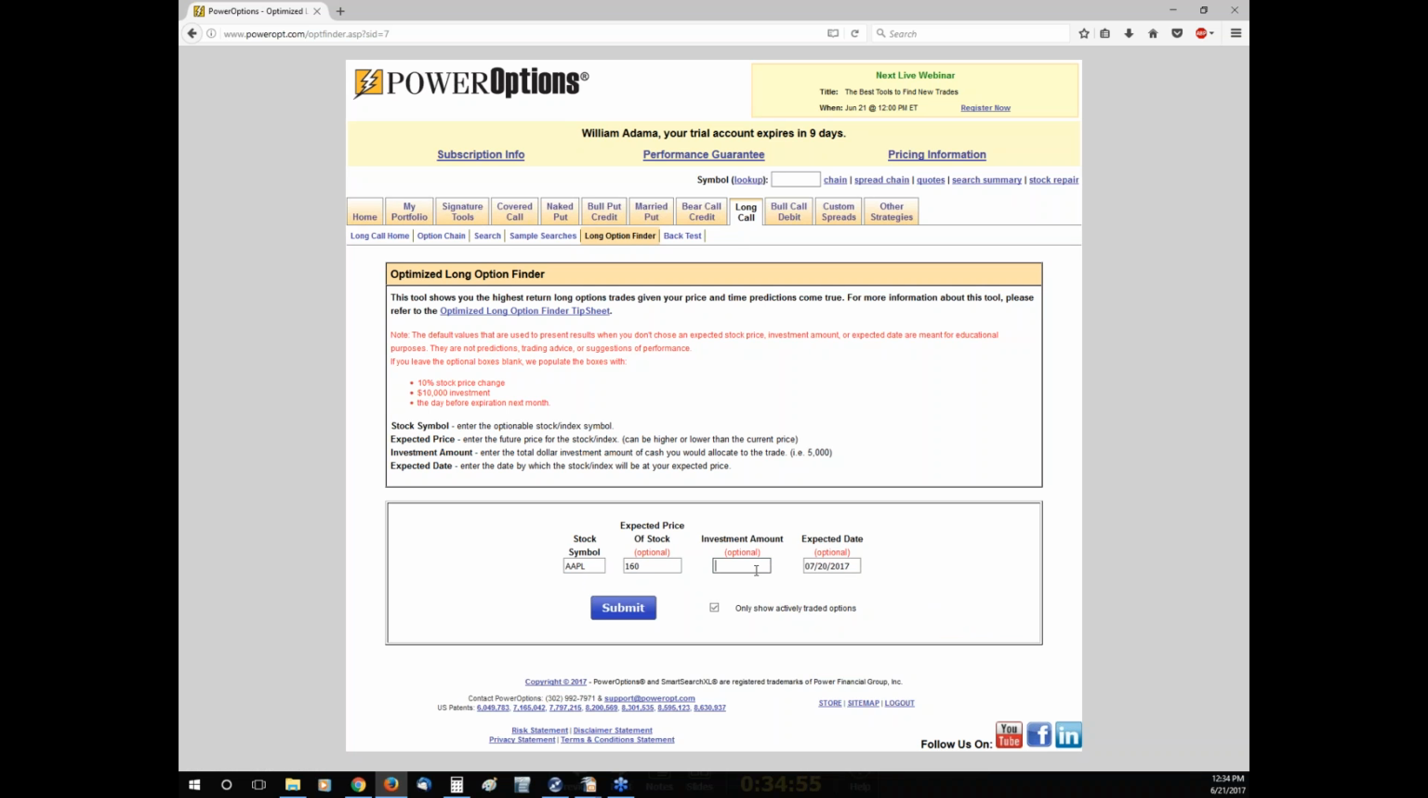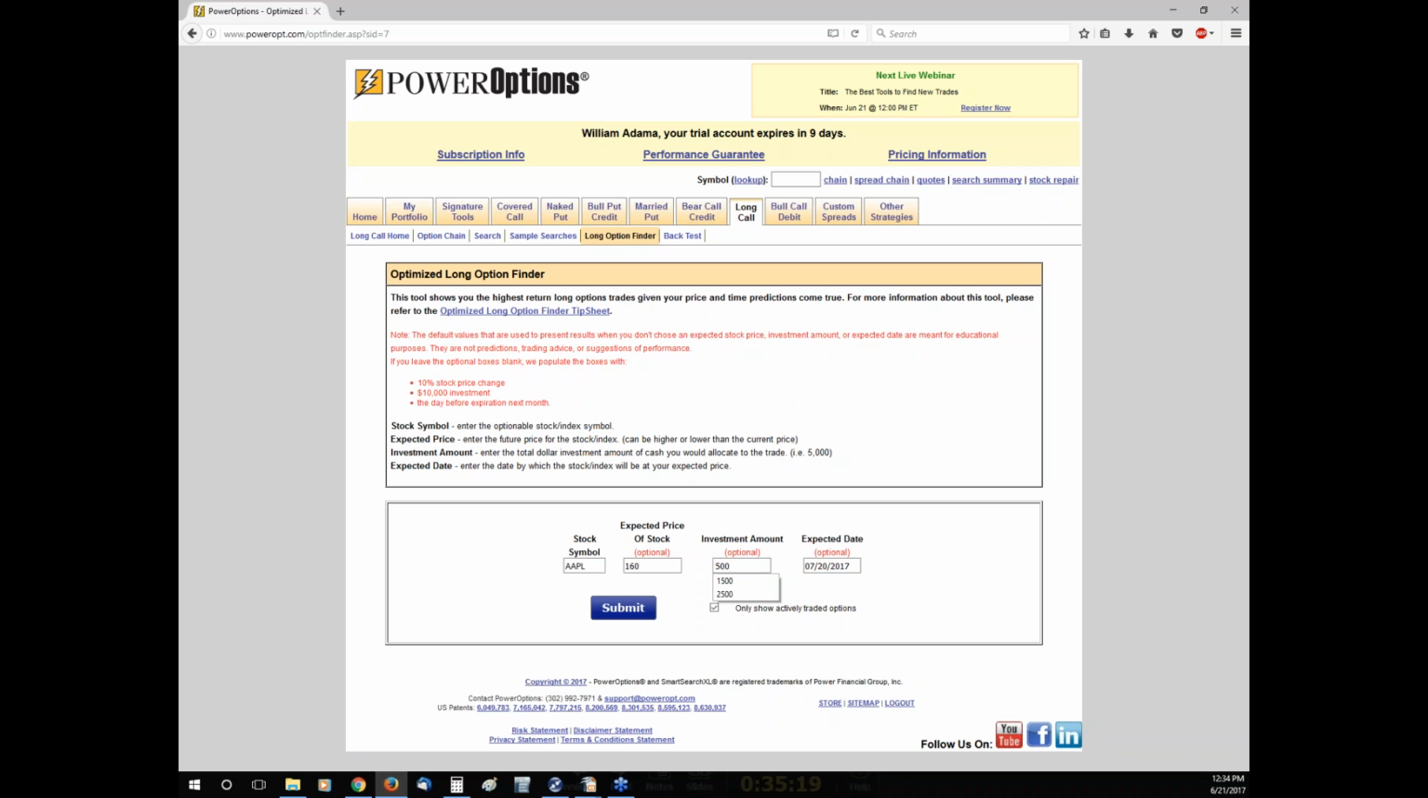And of course, as you know, if you're buying calls, you're using that as part of your portfolio, as part of your strategy plan. You're probably allocating a certain amount of your portfolio to buying calls. So let's just put in I'm interested in investing $1,500. Or you could even put $500. Let's go ahead and lower it down. $500 on calls on Apple.